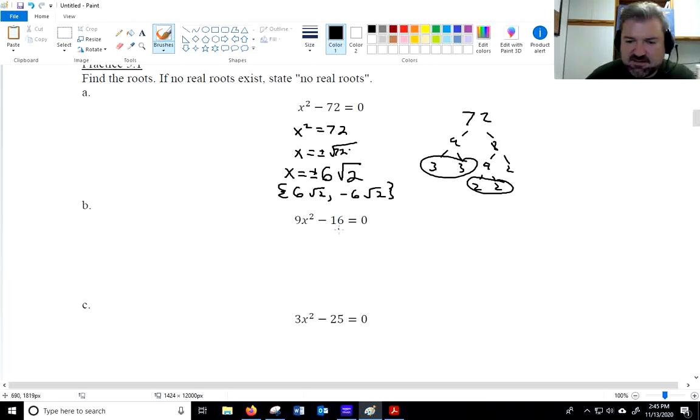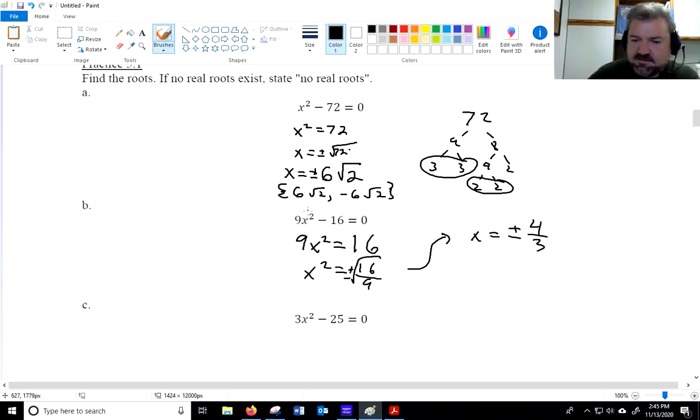All right, next we have 9x squared minus 16. So this is 9x squared is equal to a positive 16. X squared equals 16 over 9. And we'll take the plus or minus square root of each side. And the square root of 16 is 4, and the square root of 9 is 3. Remember, we take the square root at the top and the square root at the bottom. And this time it worked out to be just fine. And we noticed we could have factored it. So because we could have factored it, we didn't have square roots in our answer. So we have 4 over 3 and a negative 4 over 3.